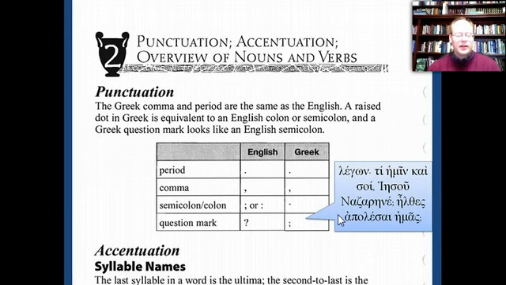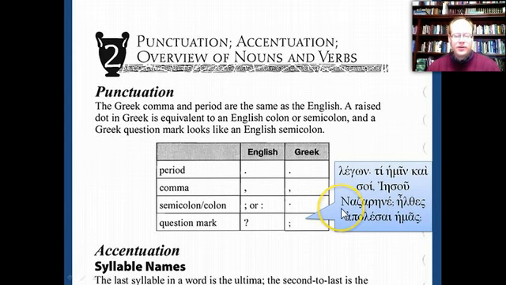So, for example, in this sentence, legon, there's a raised dot right after legon, indicating that there's a semicolon or a colon here, following the direct quote, Ti emin ke su Yesu Nazarene. What do you have to do with us, Jesus of Nazareth? Ilthes apolese emas. And then you see the semicolon at the very end, and that's indicating a question mark. Ilthes apolese emas. Did you come to destroy us?